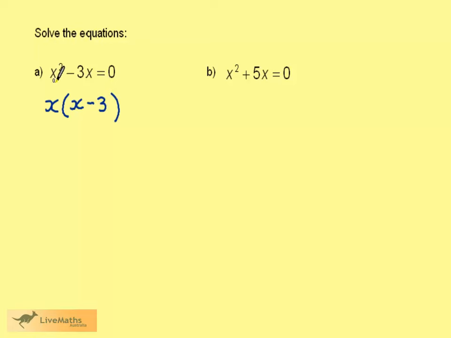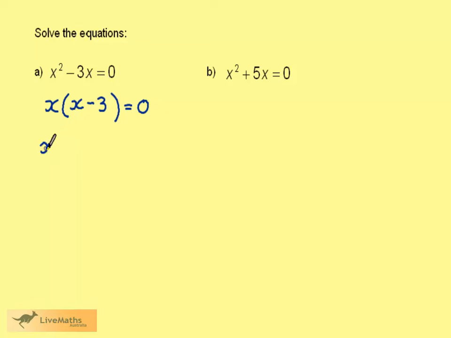X times x gives us x squared. X times minus 3 gives minus 3x. So this is equal to 0. This now looks familiar from what we've done so far in this section.